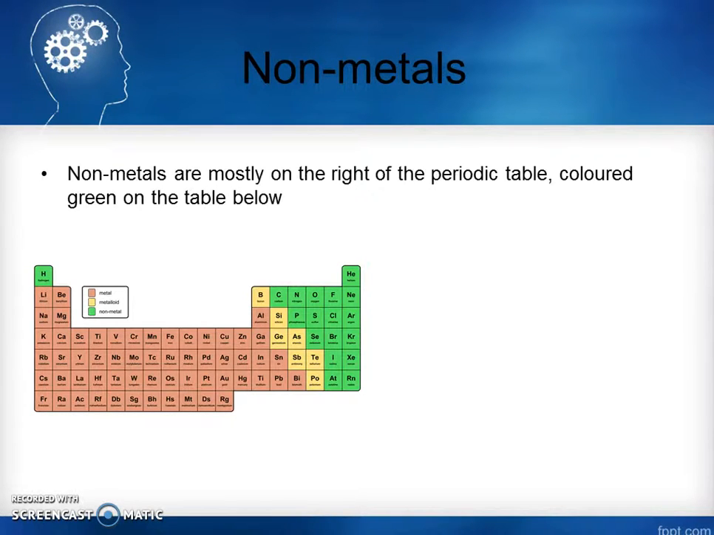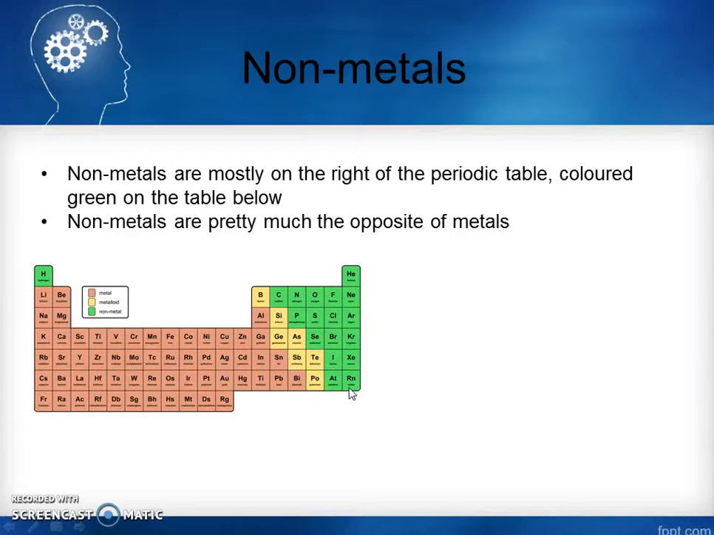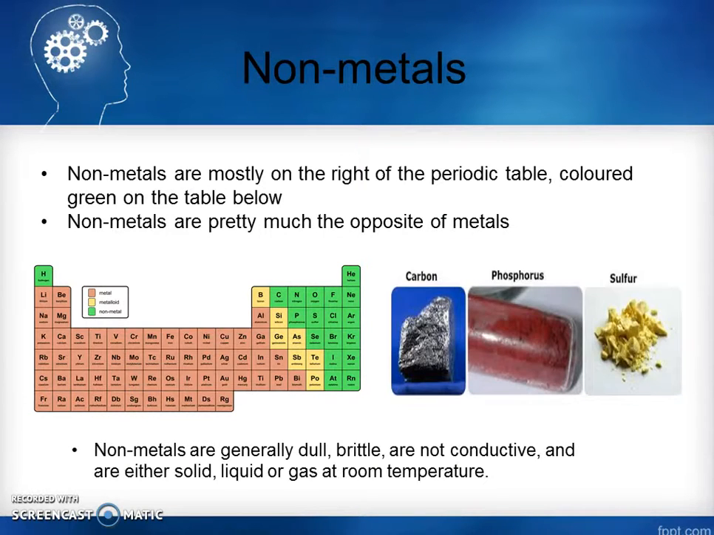Now, nonmetals. They are mostly on the right, mostly because hydrogen is on the left of most tables. Nonmetals are colored green on the table below. Nonmetals are pretty much the opposite of metals. So therefore, they're dull, they're brittle, they don't conduct heat or electricity, and at room temperature, they can either be solid, liquid, or gas. So you've got a variety there. So here's just some examples. Carbon's a solid, these guys are powders.